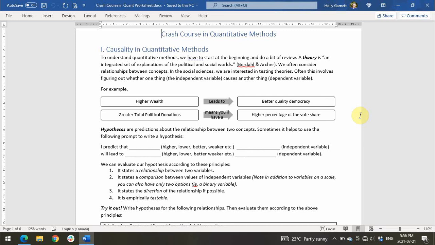Here's another example. This is actually stuff that I am working on right now. The greater total political donations to a candidate means that you're going to be more likely to have a higher percentage of the vote share. In this case, we would say the vote share is going to depend on the money that you're getting.